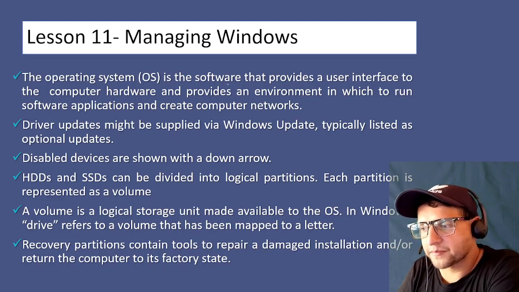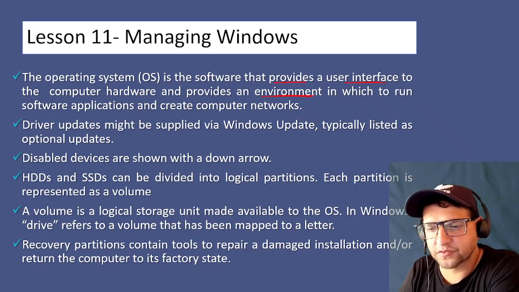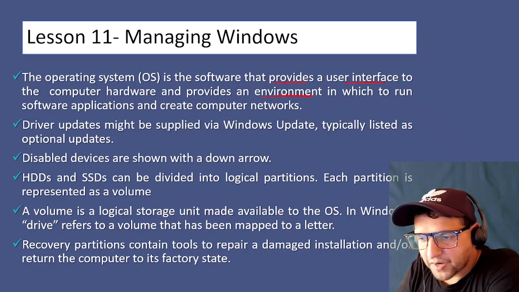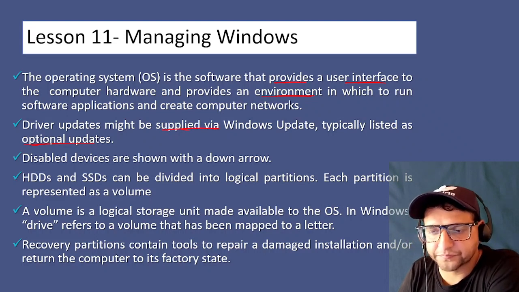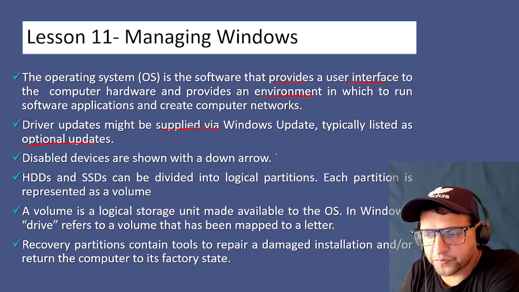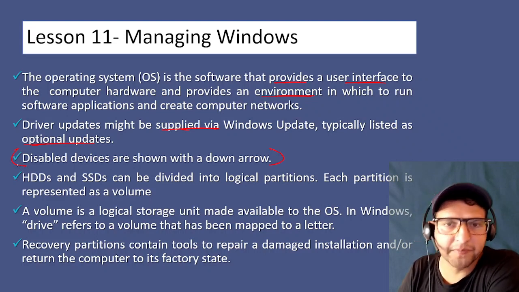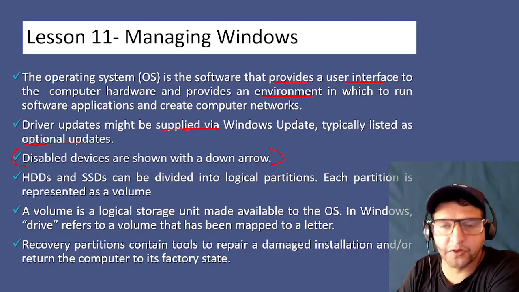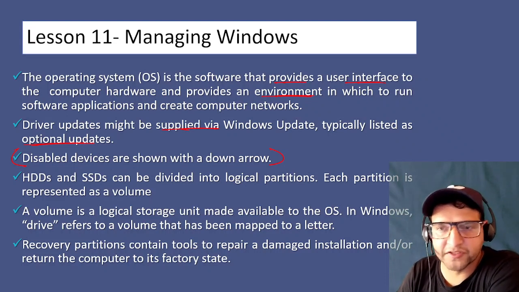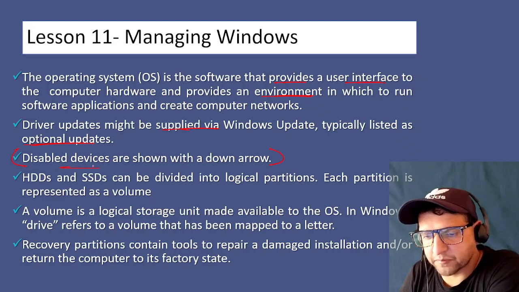So the operating system is the software, we saw the definition, that provides a user interface to the computer hardware and provides an environment in which to run software applications and create computer networks. Driver updates might be supplied through a Windows update, typically listed as optional updates. Disabled devices are shown with a down arrow. So there might be a scenario asking, like, the driver has a down arrow, what does that mean? Or when you do troubleshooting, you will be able to see the down arrow, that means it is disabled.